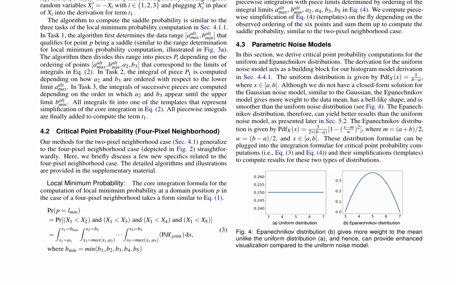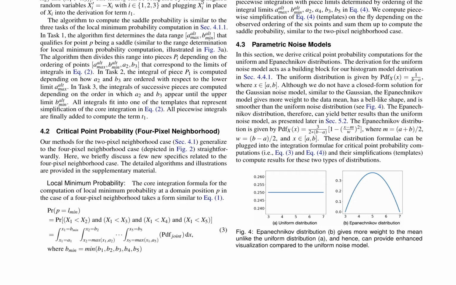The computation of the integral involves determining the range of integration, dividing it into pieces, and computing piecewise integrals based on the ordering of the integral limits. Local maximum probability is computed by negating the random variables and applying the algorithm for computing local minimum probability.